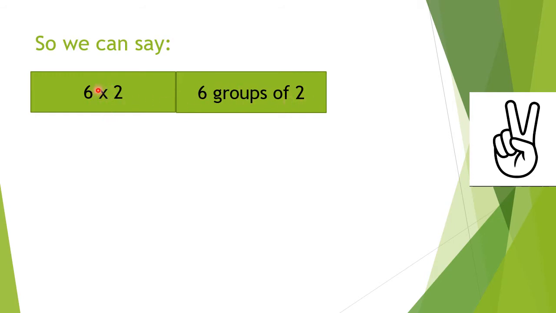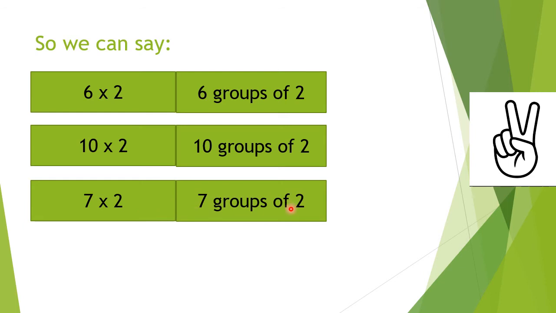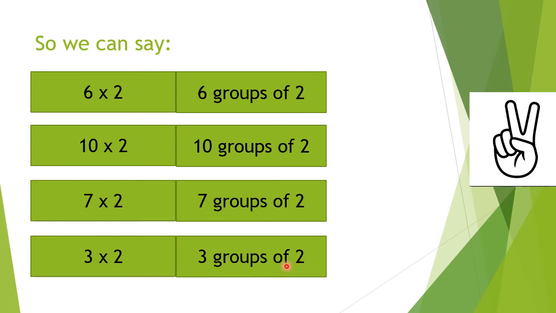So, nya teacher tadi times ani tukar jadi groups of. 6 times 2, 6 groups of 2. 10 times 2, 10 groups of 2. 7 times 2, 7 groups of 2. 3 times 2, 3 groups of 2. So, di belakangnya semua 2. Pasal ini semua belakangnya 2. Yang kanya tukar nombor di depan. 6, 10, 7, 3.